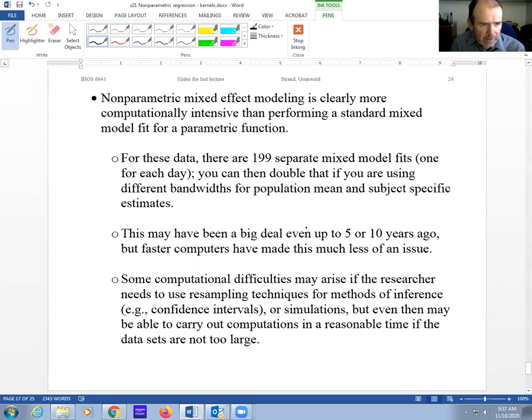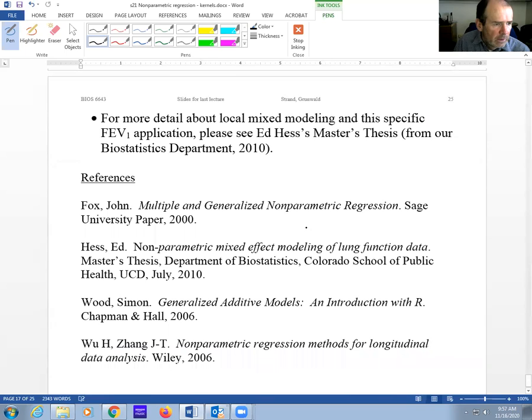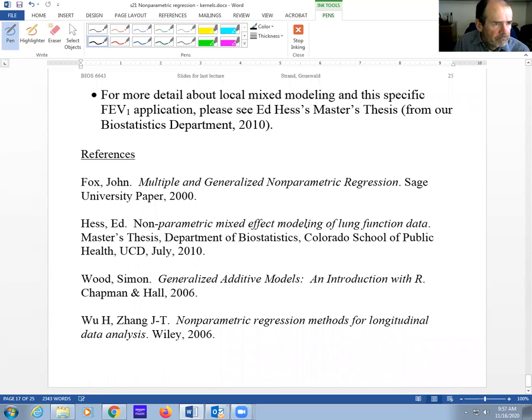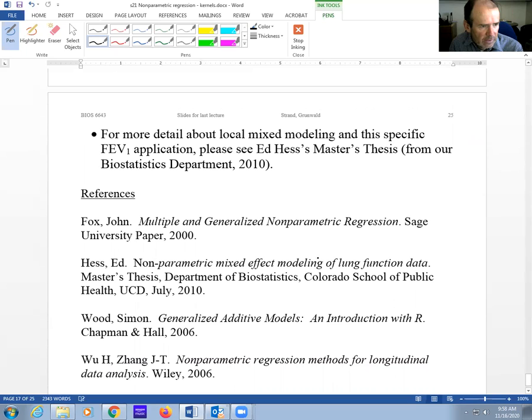So this is just talking about the computational intensity that it requires. It's usually not too bad. I think what I found was it became difficult when we started doing the cross-validation statistics. It's not impossible, and this data set is not that big really. Doing the regular lowess regression was not that intensive, but getting the optimal smoothing values using cross-validation was a little more intensive. And then Ed Hess did his master's regarding this data that we saw.